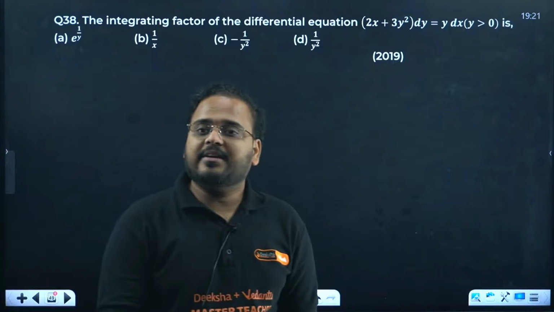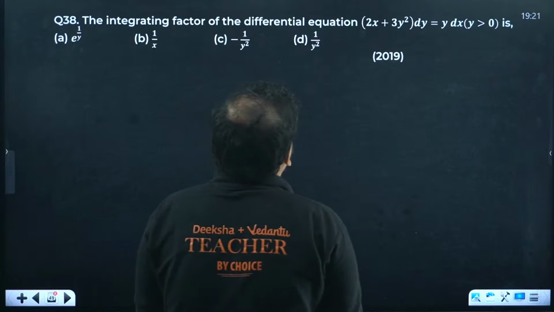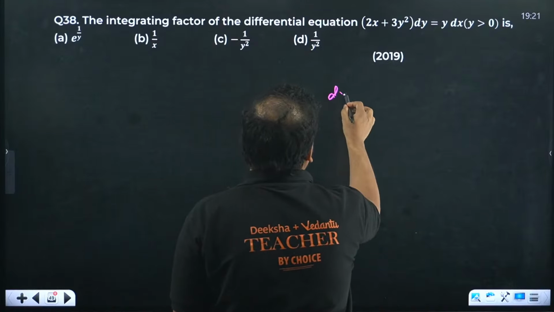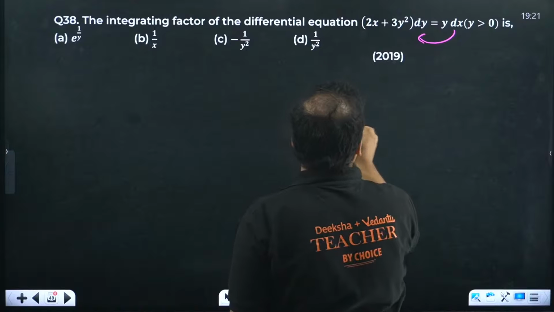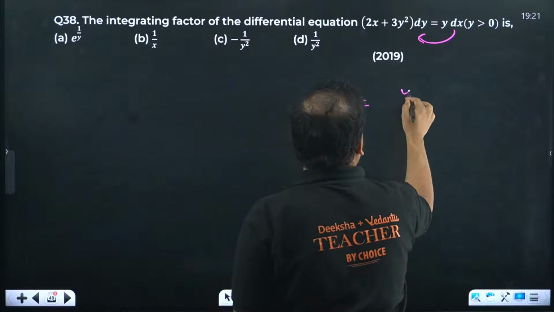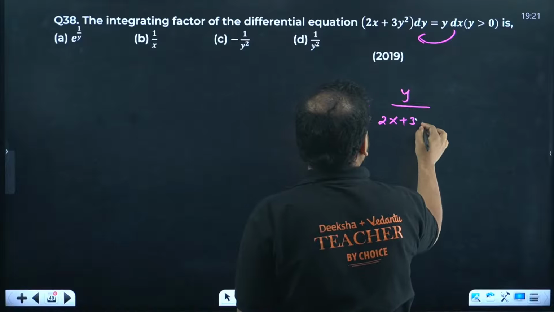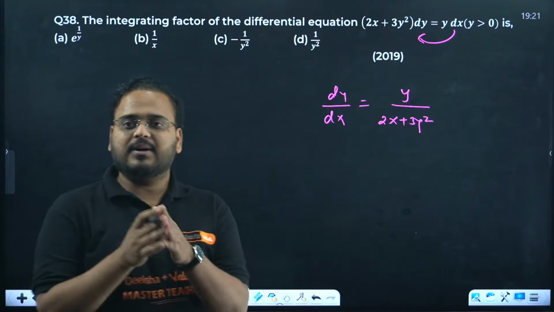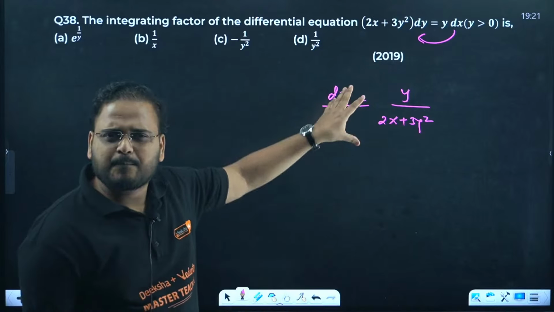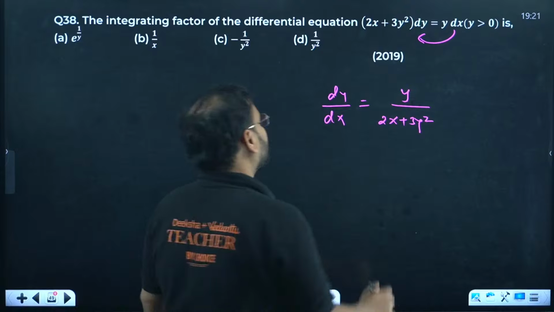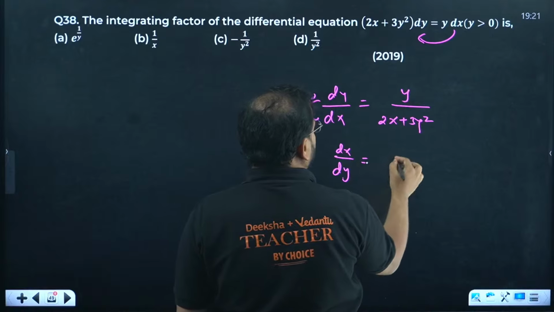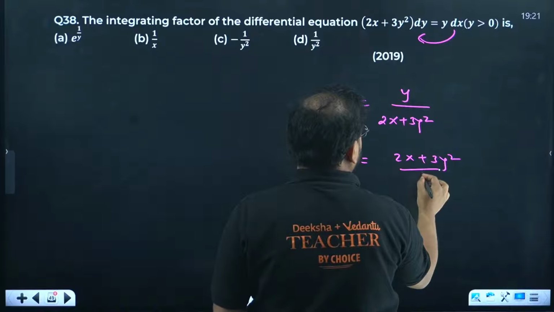38. The integrating factor of the given equation. Integrating factor means you have to bring this differential equation into standard form. We'll write dy, and I'll divide everything by dx also, so we have equal to y upon 2x plus 3y squared. What I've done is simply divided everything by 2x plus 3y squared. This looks difficult right now. Let's do one thing: take the reciprocal on both sides. So we have dx by dy equals 2x plus 3y squared upon y.